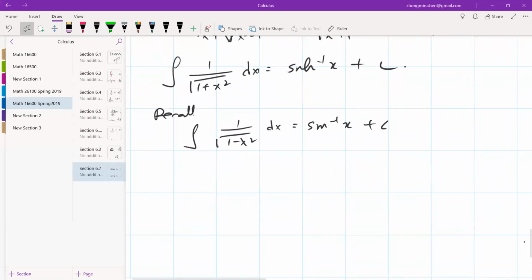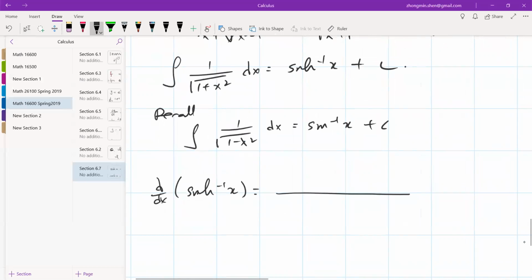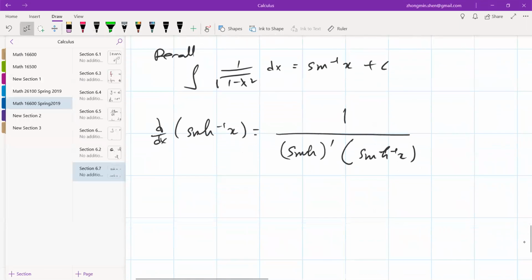Is there any better way to find the derivative of the inverse of hyperbolic sine x? We can. According to the definition, according to the formula, this is going to be the derivative of this function. So we have to find the derivative of hyperbolic sine. The derivative of hyperbolic sine x is going to be hyperbolic cosine x.